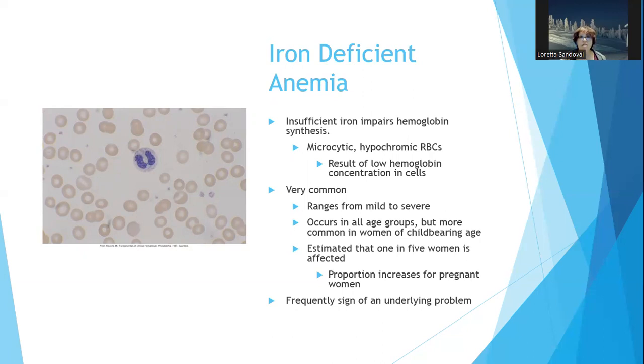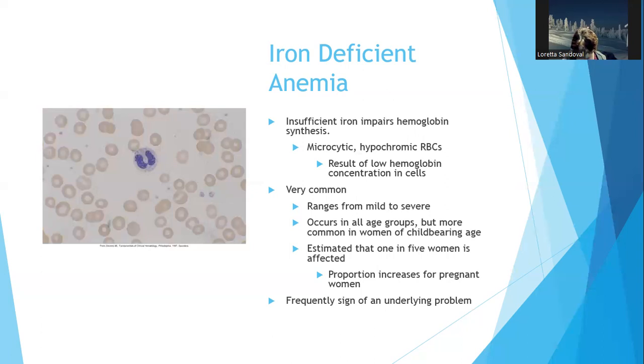So iron deficient anemia means we are deficient of a required nutrient, namely iron. Insufficient iron impairs hemoglobin synthesis. So the result is you get microcytic, small cells, and hypochromic red blood cells. So they're small and they're pale. It's the result of low hemoglobin concentration in the cells.